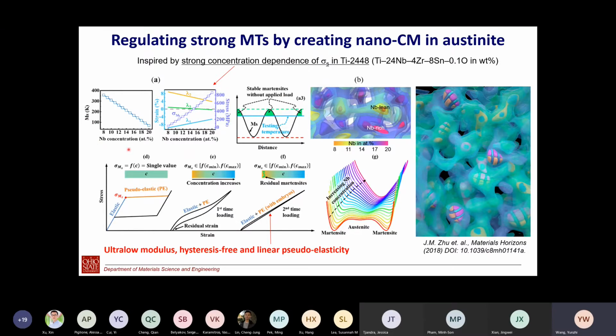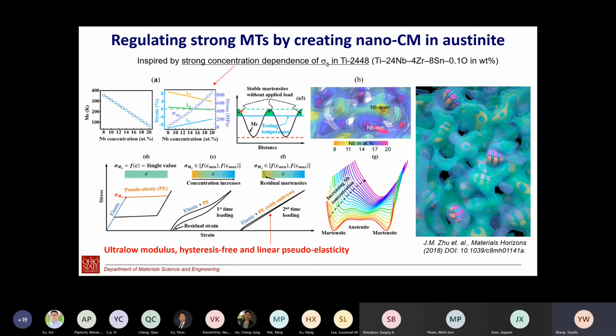This work is motivated by the strong dependence of the martensitic start temperature on niobium content in this particular beta titanium alloy. And if you look at the stress-induced martensitic transformation, the critical stress to start the martensitic transformation is also a strong function of niobium content. So the idea is, if you have such a dependence, you can create a concentration modulation in your system, with a certain wavelength and amplitude you can control.